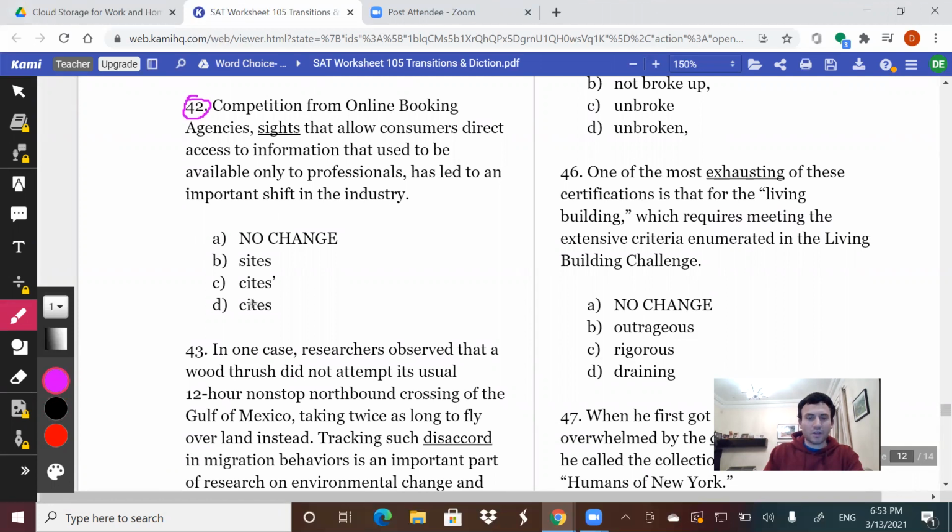So it's confusing sites versus sites. Competition from the online booking agency sites that allow consumers direct access to information that used to be available only to professionals has led to an important shift in the industry. So because it's an online booking agency and we're defining it, we're talking about websites. This sites is seeing, and then this sites is like a work cited, like when you cite your work. Some people call it a bibliography. But that's the difference between those three different types of site.